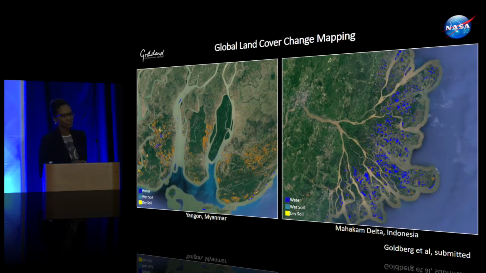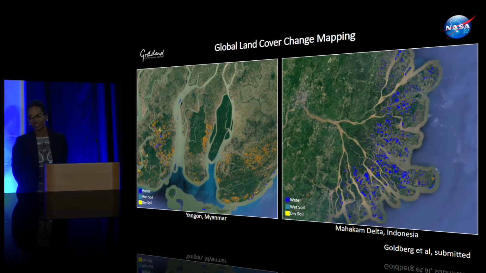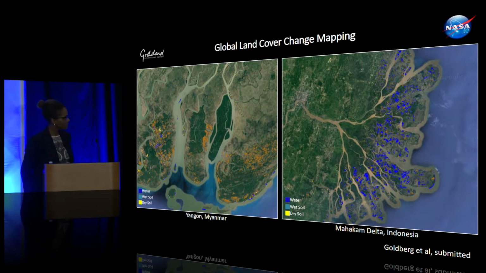Okay, so we've been working on generating a global map of mangrove losses and of mangrove gains, and also trying to estimate what the drivers of those losses are. This is work by Liza Goldberg and David Lagomasino, who is also here today. And this is a really impressive study where they were able to map every area of mangrove loss and to assign it to a driver of that loss.